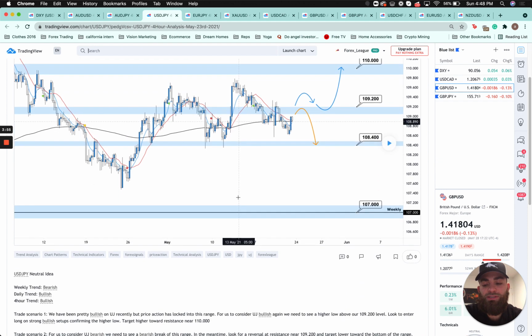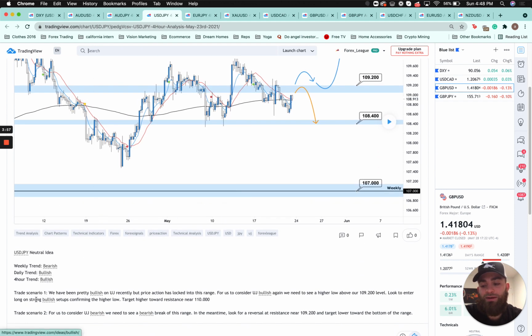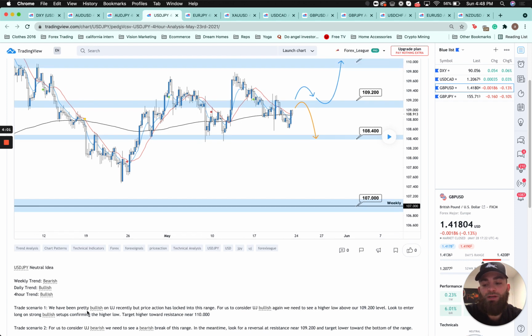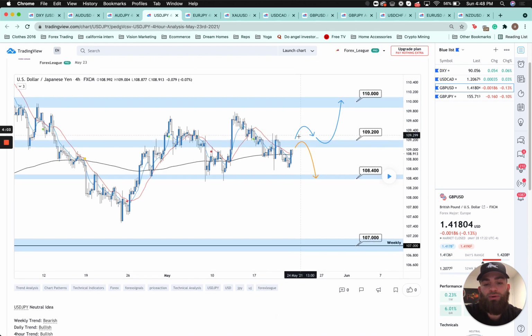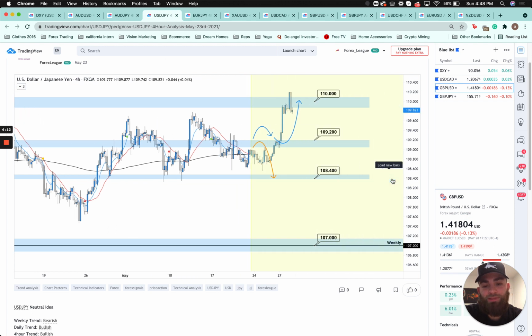Let's go to USD JPY next. Again, down here we have trade scenario 1, trade scenario 2. So trade scenario 1 is UJ going bullish, this blue path, and then trade scenario 2 is it rejecting the 109.200 level and continuing to the downside. Let's see how it played out.